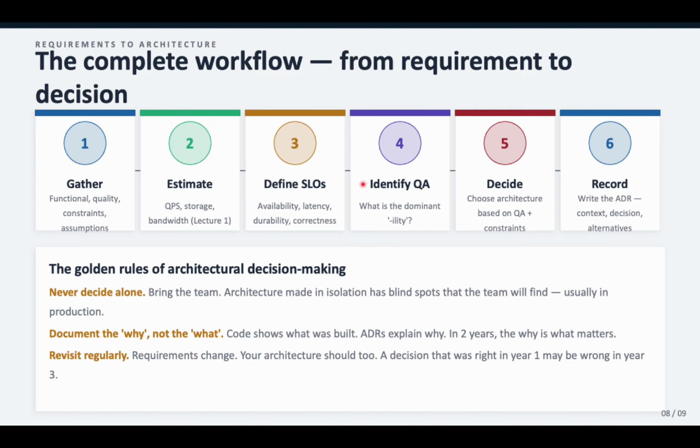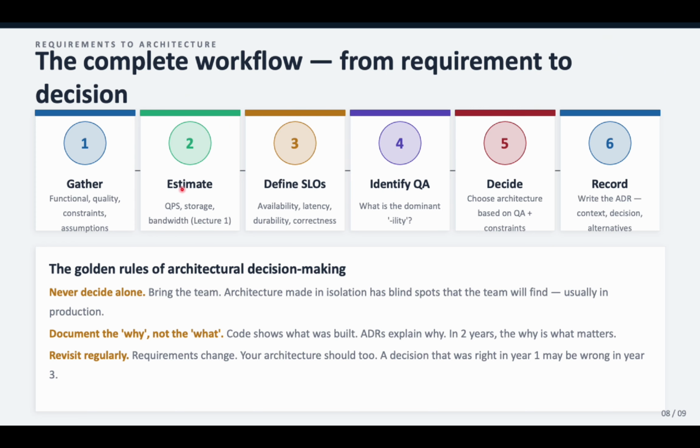Alright, now let me bring everything together. This is the complete workflow that includes 6 steps, every time in this order, right? Step number 1 is gather. Before any architecture discussion happens, collect all 4 types of requirements: functional requirements, quality attributes, constraints, and assumptions. Write them down. If you have not done this, you are not ready to make architectural decisions.